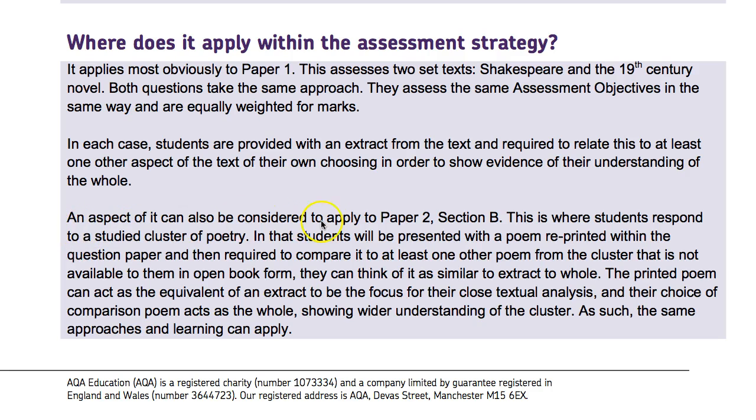That skill is also introduced in Paper 2, Section B, where students respond to a studied cluster of poetry. The printed poem can act as the equivalent of an extract to be the focus for their close textual analysis, and their choice of comparison poem acts as the whole, showing their wider understanding of the cluster.